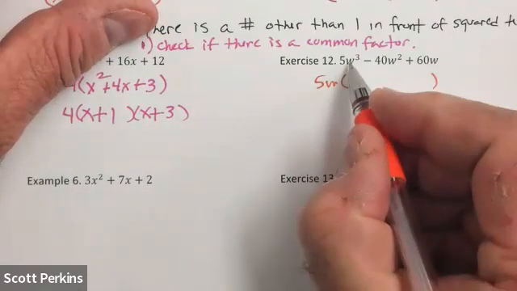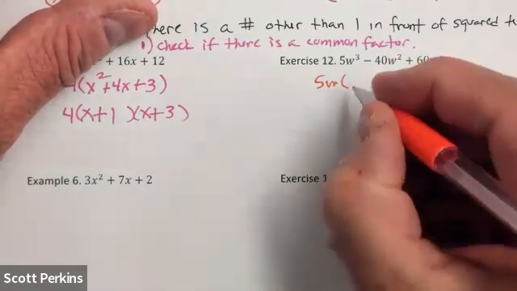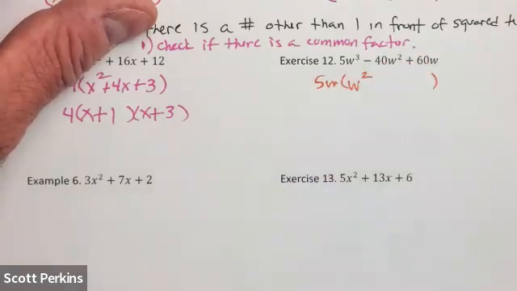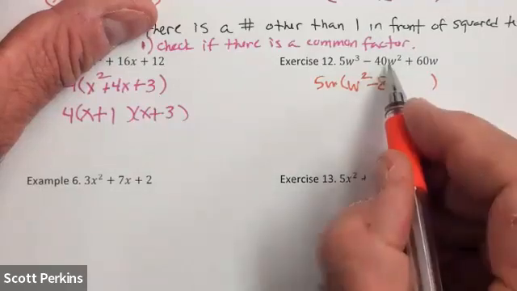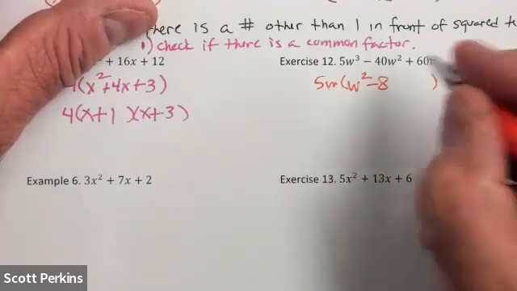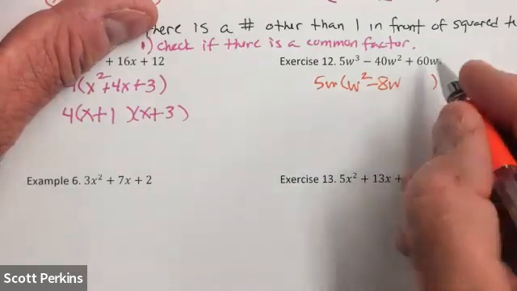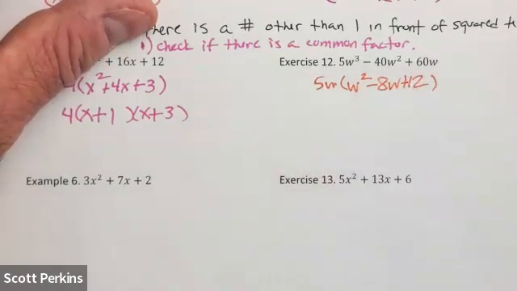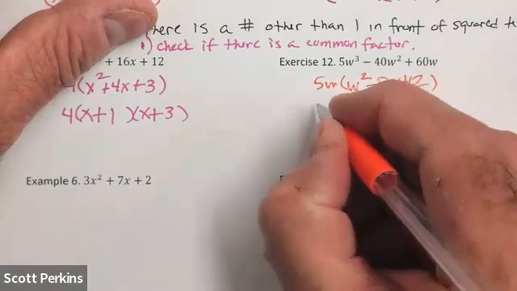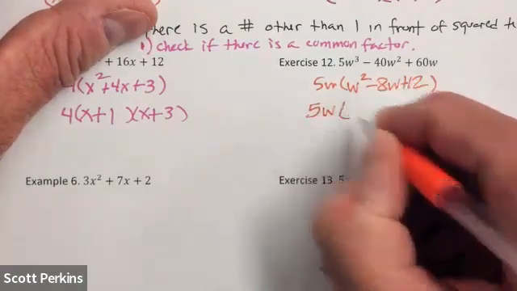So 5w to the third, when I factor out the 5 and the w, leaves me w squared. Negative 40 divided by 5 is negative 8. I started with 2 w's, I factored 1 out, leaves me 1. And then 60 divided by 5 is 12, and I factored out the w. So that's what we're looking at. And again, that 5w is part of the answer. Don't lose it.